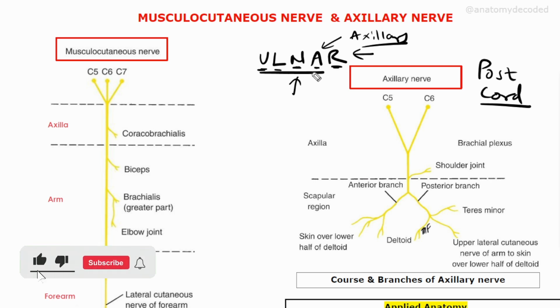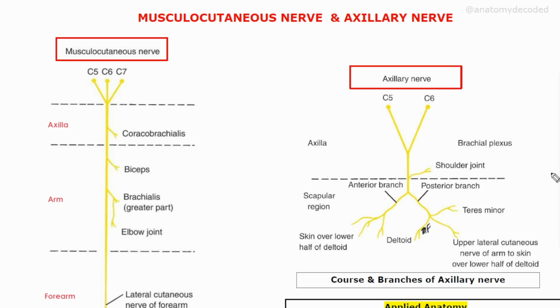Details of the brachial plexus are covered in a video already uploaded on this YouTube channel. Make sure you watch that to get a better concept of the brachial plexus. You can find the link in the description box below. Then the root value of the axillary nerve is C5, C6. Then it gives an articular branch to the shoulder joint, and then it divides into an anterior branch and a posterior branch.